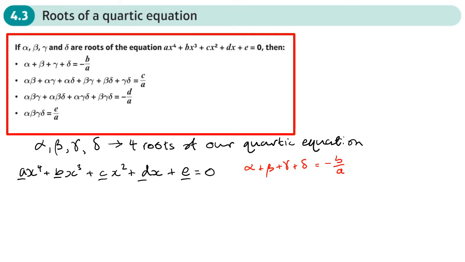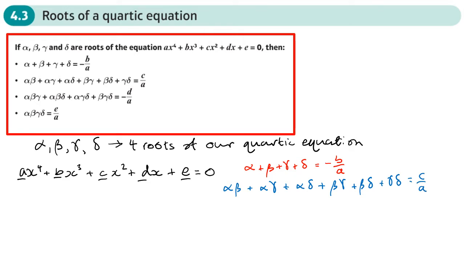You can also see that the product pairs, so alpha beta plus alpha gamma, so all the different combinations of pairs you could make, alpha delta, and then beta gamma plus beta delta plus alpha delta, that's always going to be equal to c over a. So that's the product pairs.